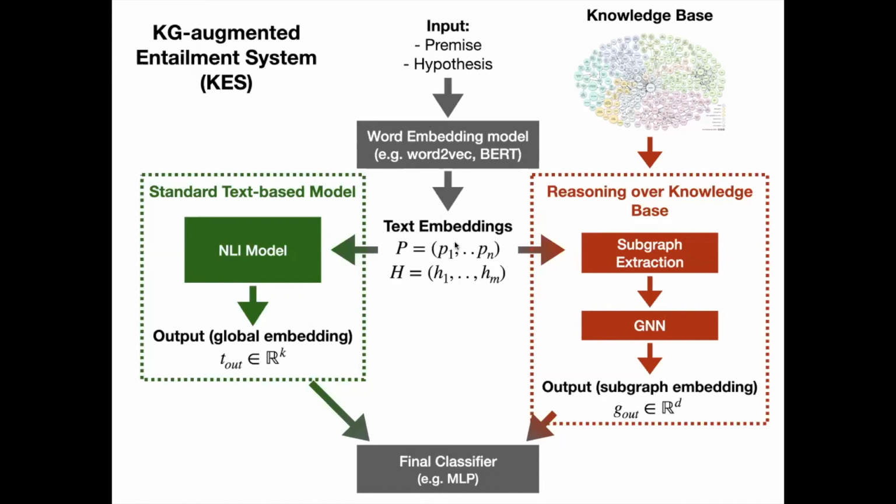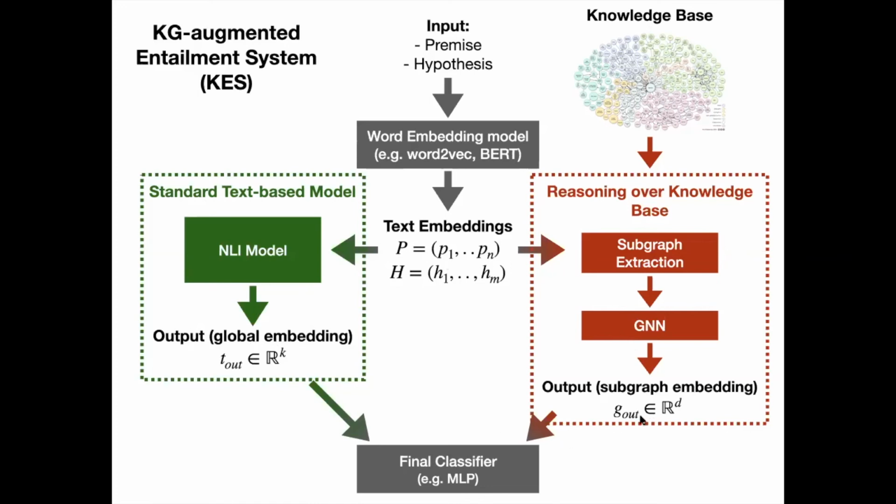And these will produce some text embeddings. So for example, for the premise, we have P1 to Pn, where P1 is the embedding of the first word in the premise, and Pn is the embedding for the last word in the premise, and so on. And then these text embeddings are given to a standard text model and to a module that reasons over a knowledge base. So the standard text model would just process the text and give a final global embedding of all the text. So it's like, in a certain way, it's summarizing the content of both premise and hypothesis. While the second module, which is the one reasoning over the knowledge base, is actually taking as input also a knowledge base. It is then using the premise and the hypothesis to extract a relevant subgraph, and it is then using a graph neural network to encode it into a fixed size vector.